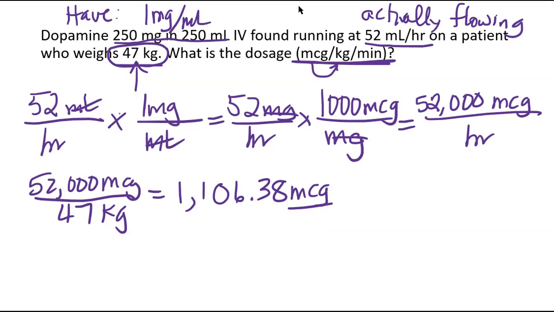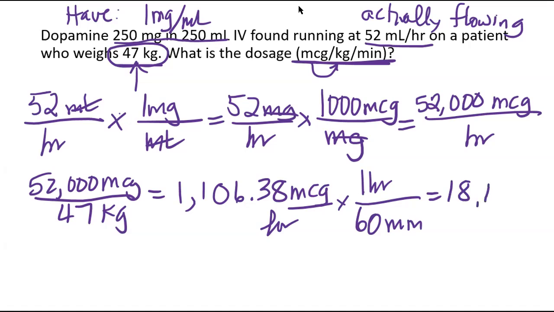And so we're going to go per minute or per hour. We're still at per hour. So we need to go 1 hour divided by 60 minutes. And so now we're going to take that crazy number, 1,106.38, and we're going to divide it by 60. And we're going to get 18.439, which is 18.44. Okay, so now we've got it to minutes. We got rid of hours, and that's actually our answer.